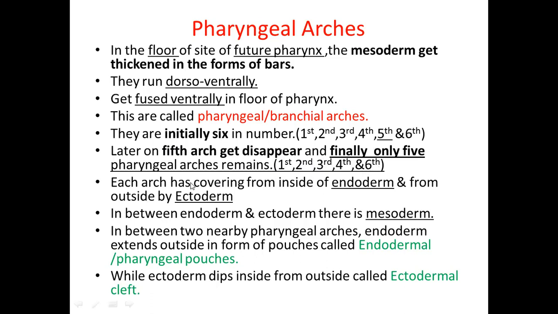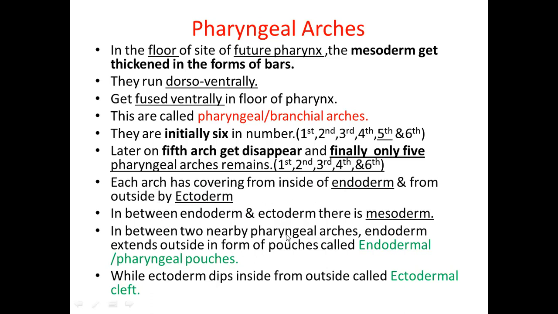Each arch is covered from inside by endoderm. So endoderm is lining from inside, and from outside there is ectoderm. These two germ layers cover from inside and outside. In between the endoderm and ectoderm, there is mesoderm. So all these 3 germ layers are covering these pharyngeal arches.